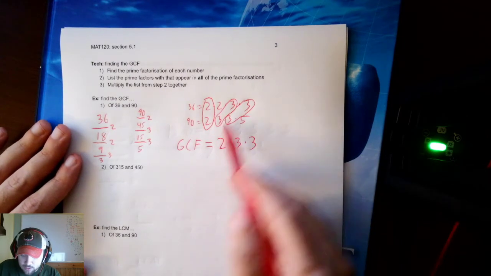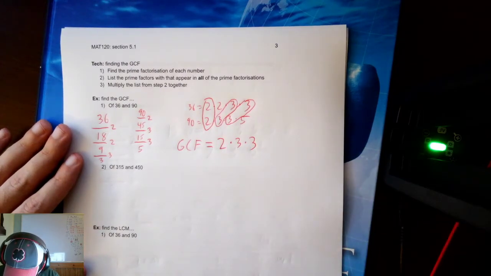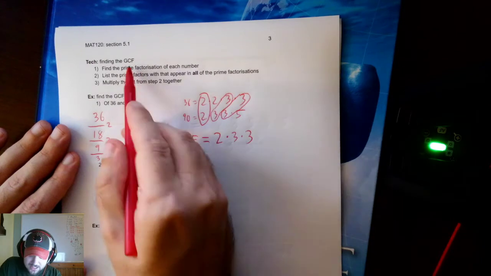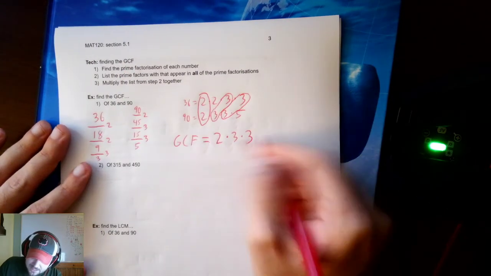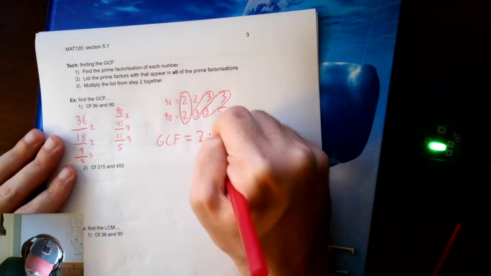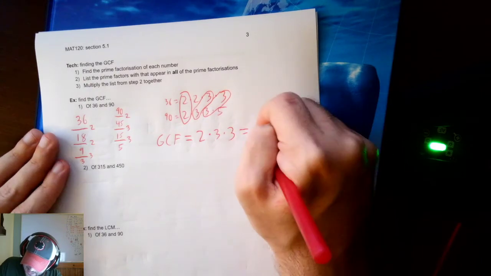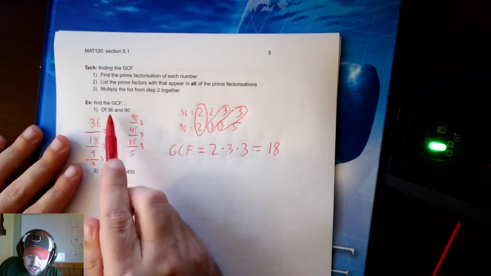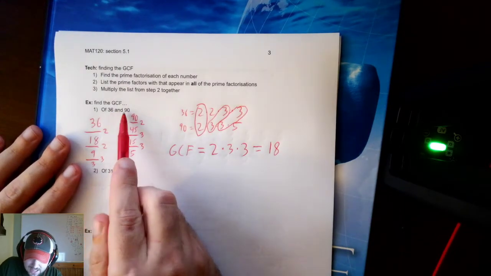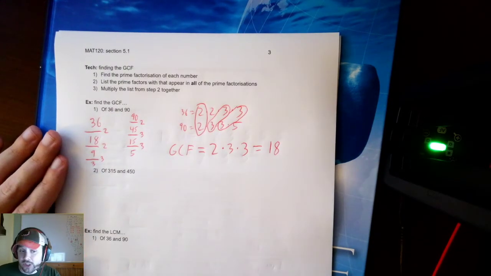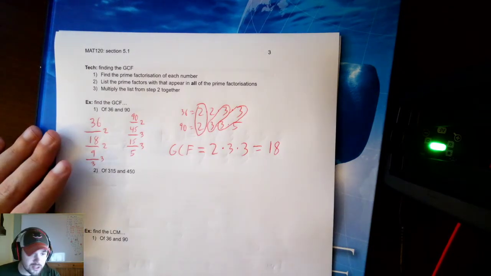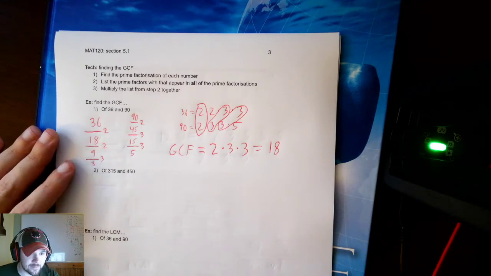They appeared in both, right? They appeared in all of them. So these are the ones that were in common. Greatest common factor, right? Multiply these together. 2 times 3 times 3. 6 times 3 is 18. So 18 is the largest number that divides 36 and 90. And if you ran through and checked, you'd find that that's true. We didn't have to check all the numbers, though. We just had to follow the process.